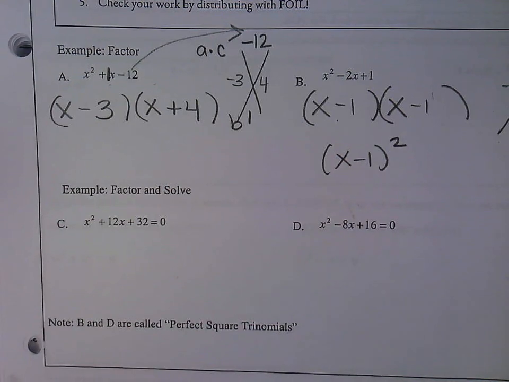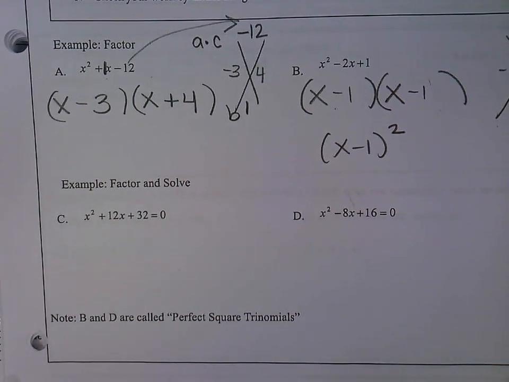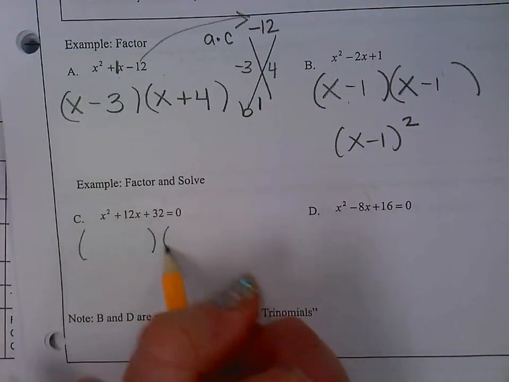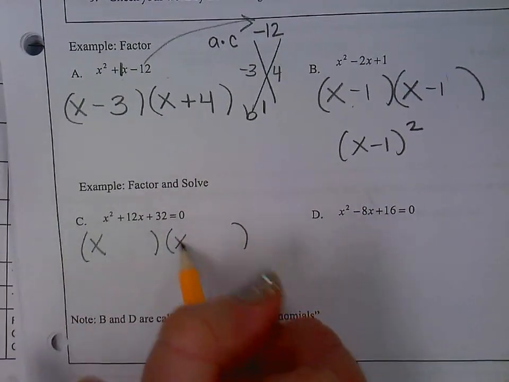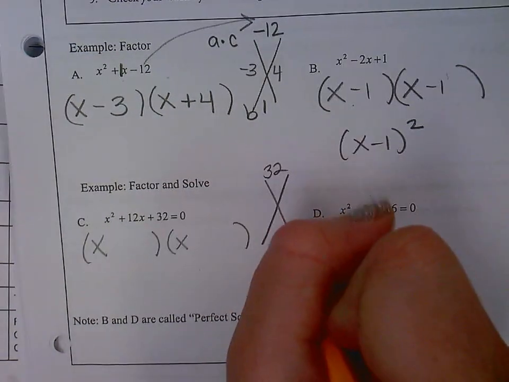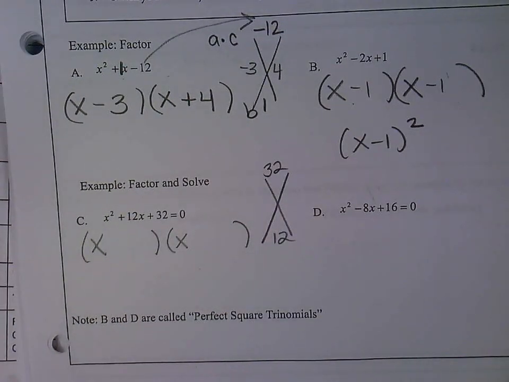All right, C and D. They want you to factor and solve this time. So you set up 2 terms, put an x in each. Now you do your diamond of your 32 and your 12. So you're looking for the factors that multiply to 32 and add up to 12. This is where your mental math skills are really important, but if you get really stuck on this, set up a chart on your paper.